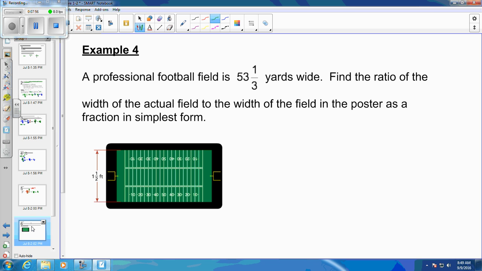A professional football field is 53 1/3 yards wide, so we're in yards here. Find the ratio of the width of the actual field, so here's our actual, for 53 1/3 yards, to the width of the field in the poster. Poster is 1.5 feet, as a fraction in simplest form. So we need to convert. We can go yards to feet or feet to yards. I'm going to do this as yards to feet.